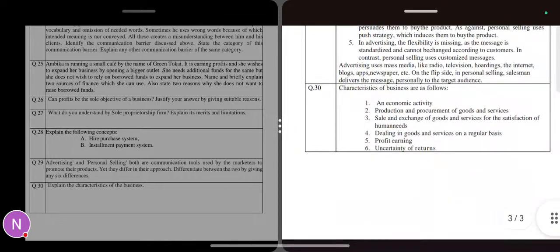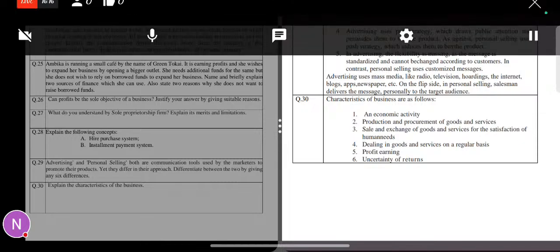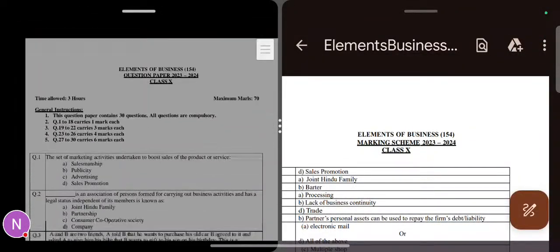Next, explain the characteristics of business. Any economic activity, production and procurement of goods and services, sale and exchange of goods and services for the satisfaction of human needs, dealing in goods and services on a regular basis, profit earning, and uncertainty of returns are the characteristics of business. So this was the question paper of CBSE class 10th elements of business question paper.